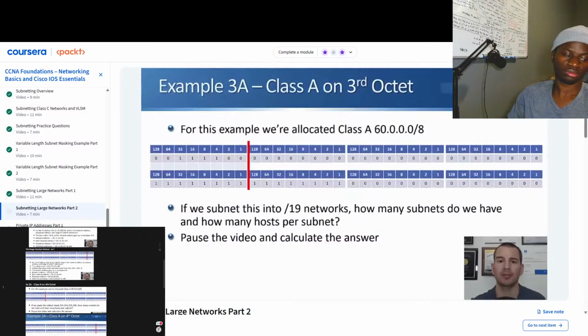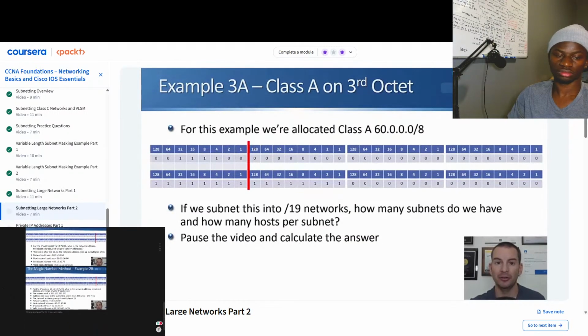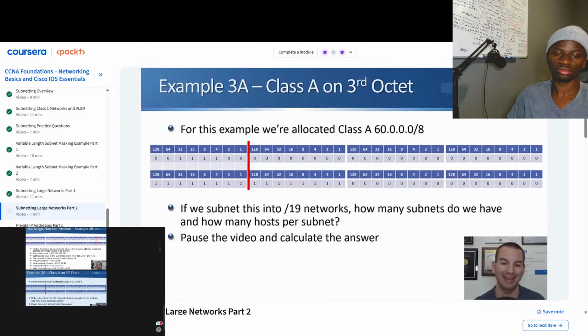Let's do another example. So the previous example was a class A on the 4th octet. This time we're going to do a class A on the 3rd octet, and this one can get a little bit confusing, so you might need to pay attention to this one. In our example, we've been allocated class A 60.0.0.0/8. If we subnet it into /19 networks, how many subnets do we have and how many hosts per subnet? Pause the video again and figure out the answer, and I'll see you back here with the answer.